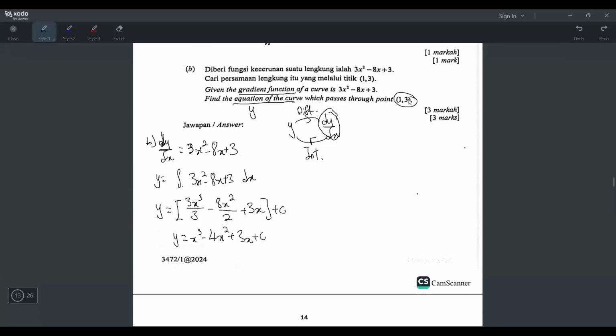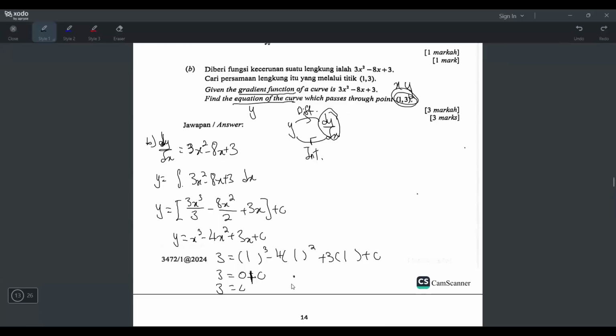So dia kata passes through point 1, 3. Sub that one. So it becomes what? 1 is the x, 3 is the y. So it becomes 3 equals x power 3 minus 4x square plus 3x plus c. And for the x, you just letak 1, 1, 1. Okay, 3 equals 1 power 3 is 1, 1 minus 4 negative 3 plus 3, 0 equals c. Okay, so that means, wait, did I do it correctly? 1 power 3, 1. This one is 1 minus 4 negative. Yeah, correct. This one is plus. So the c is equal to 3.